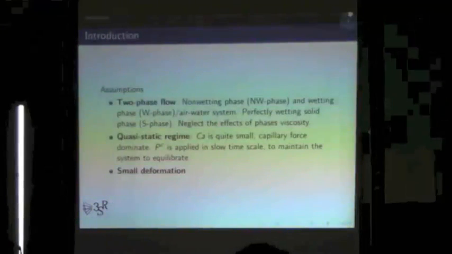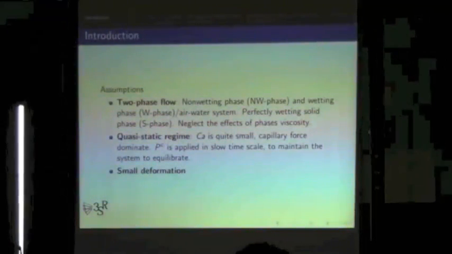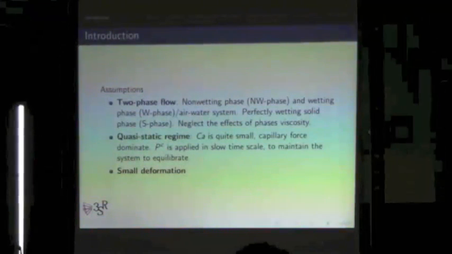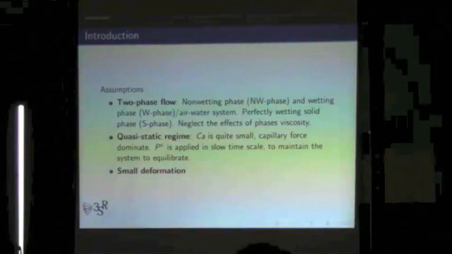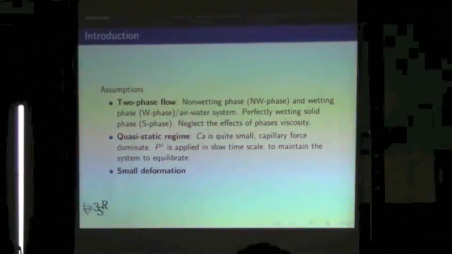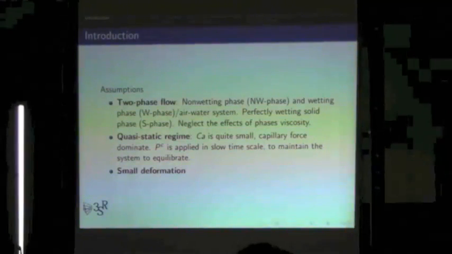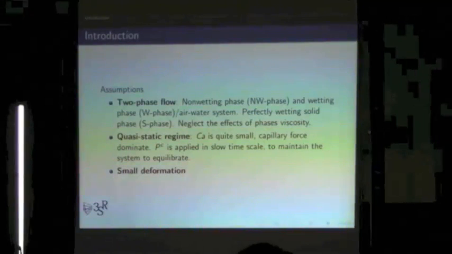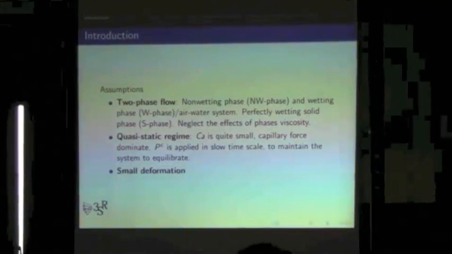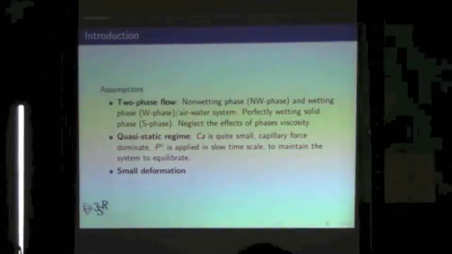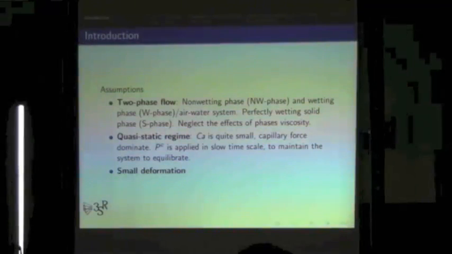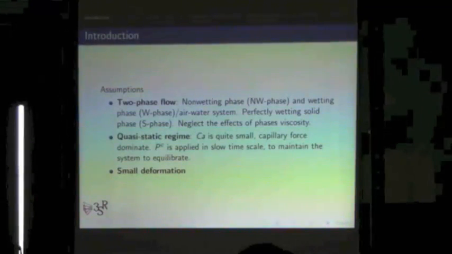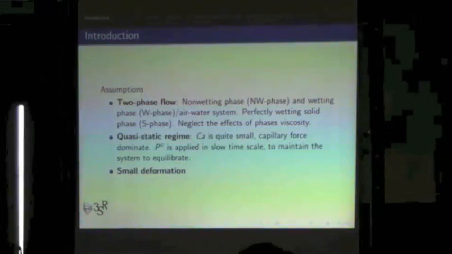Before I start, let's make some basic assumptions or preconditions. I want to make a model for the air system, or generally speaking, a non-wetting system. We assume it's a perfectly wetting solid phase, which means the contact angle is 0, and we neglect the viscosity effects, and the current model is quasi-static regime.